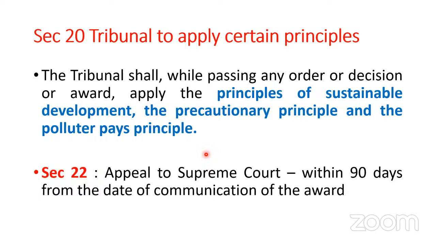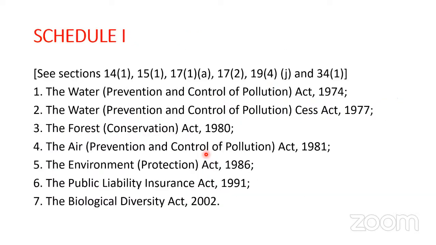So these three principles are what the tribunal applies while deciding the cases. It is given under section 20. Next is section 22, appeals to Supreme Court. So if there is any dissatisfaction with the order, you can proceed to the Supreme Court within 90 days from the date of communication of this award. Okay, so this is the schedule. As I said, we have 3 schedules.